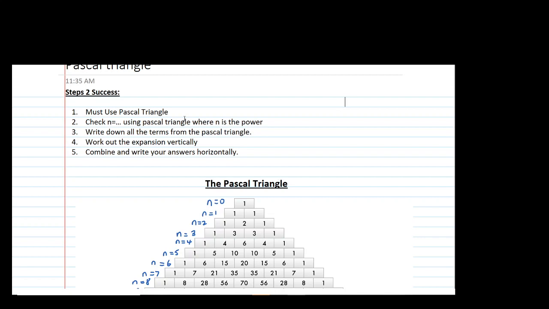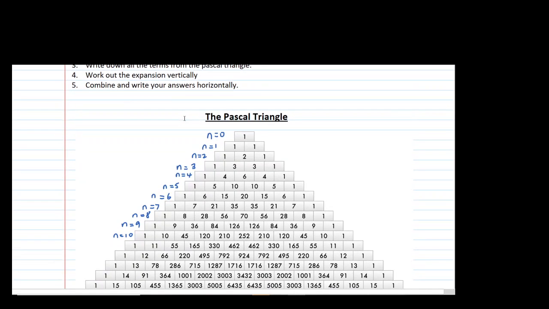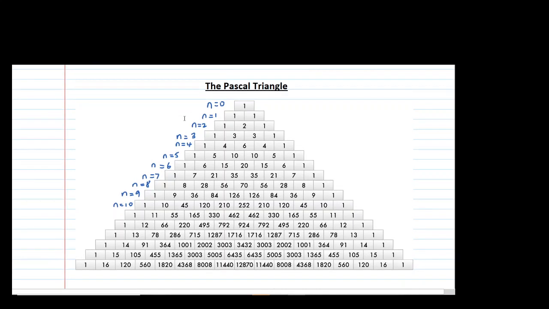Now this is actually very simple. It may sound very difficult, but it's actually very simple. So this is the Pascal triangle. Let's understand the Pascal triangle first.